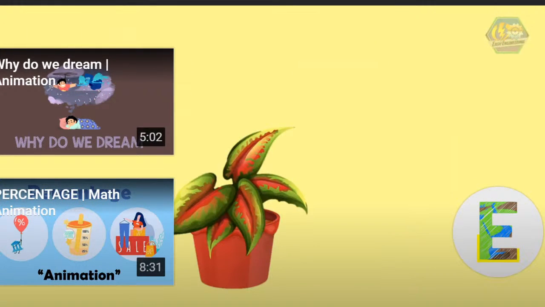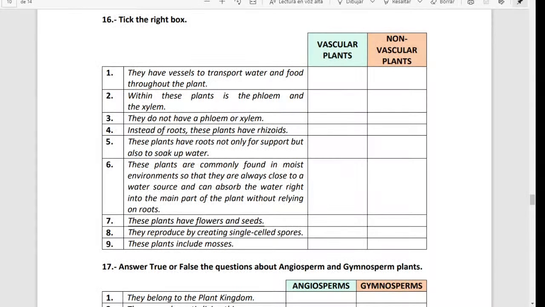Very good, very good. Now, attention, because we're going to go to the text part. Okay, go to the text part there, please.